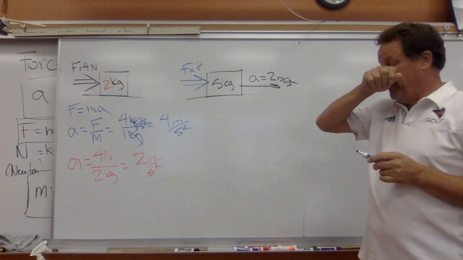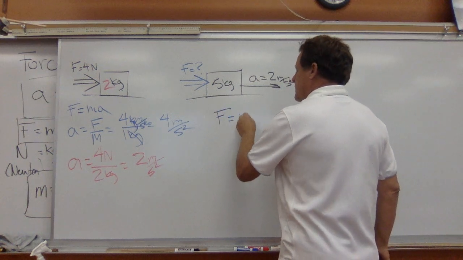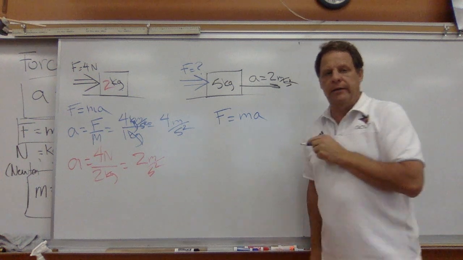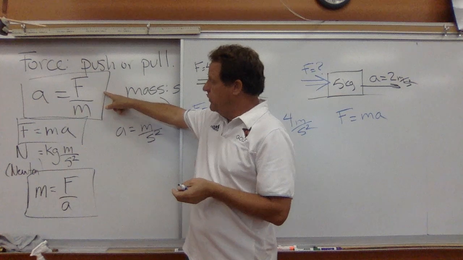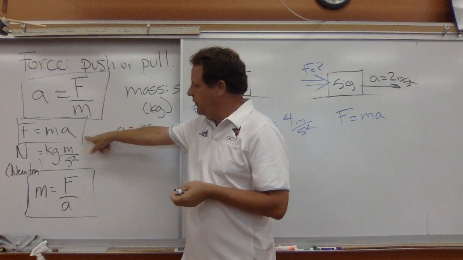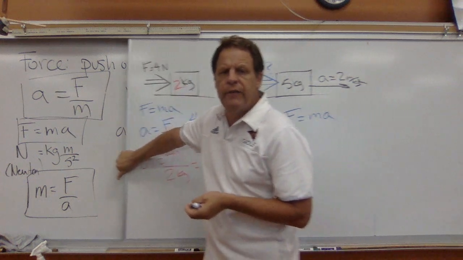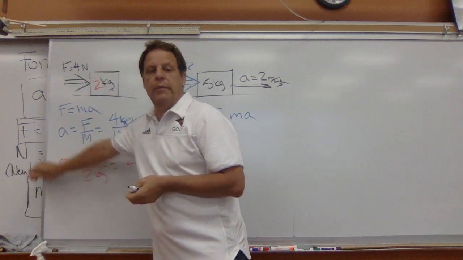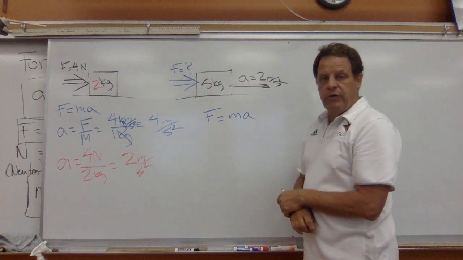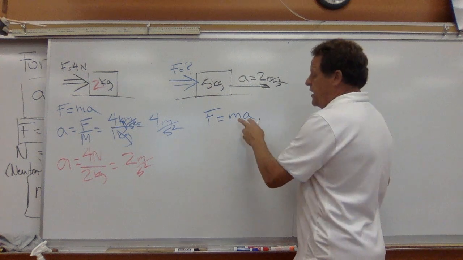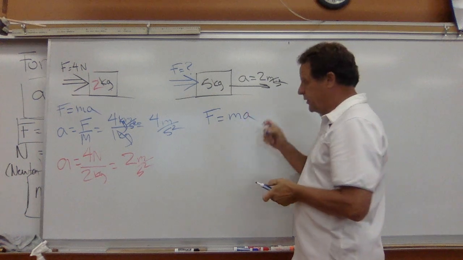Okay, so if you look here, we can say F is equal to ma. Now remember, we end up having 3 equations. Acceleration is force divided by mass, F is equal to ma, and m is equal to F over a. Now, I don't want you to have to remember 3 equations. So if you just remember F is equal to ma, then you can change it around algebraically to get the other 2, all right?